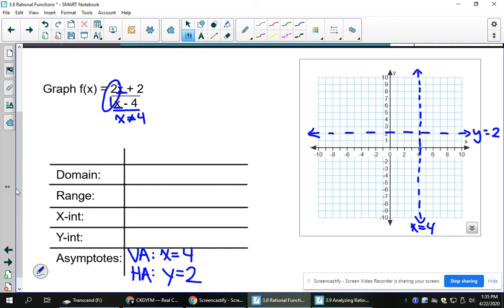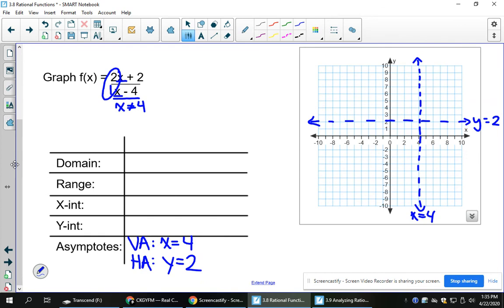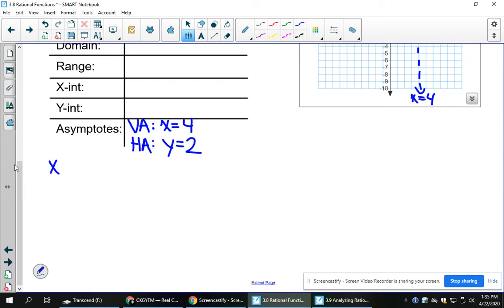Now I'm going to try and find my xy intercepts so I can get an idea of where we're crossing those axes. I'm going to do it algebraically by setting y as 0 to find the x-intercept. So 0 is equal to 2x plus 2 over x minus 4. But I'm going to apply the shortcut that I taught you on the last question. The denominator is going to multiply by 0 anyways and disappear. So I'm not going to write that step.